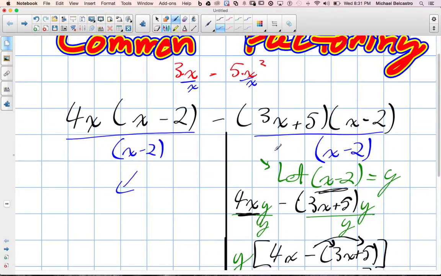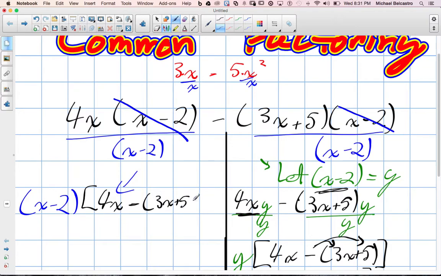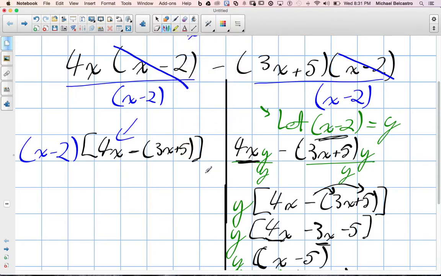Okay, so without putting the let statement, let's see if we can duplicate that idea. So in this version, we've factored out x minus 2. So the x minus 2 drops out, and the x minus 2 drops out. And inside the bracket, we have 4x minus, bracket again, 3x plus 5, and end bracket. And if you notice, this statement and this statement here are identical. The only difference is here we have a y, here we have the actual value, so we don't have to do that substitution at the end.